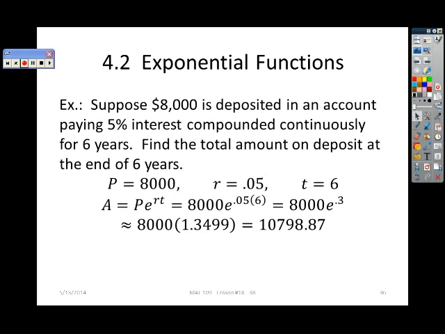And actually, if you compared different compounding techniques, the more frequently it's compounded, the larger the number becomes. Continuous is the optimum, the ultimate. That's the most you could ever get.